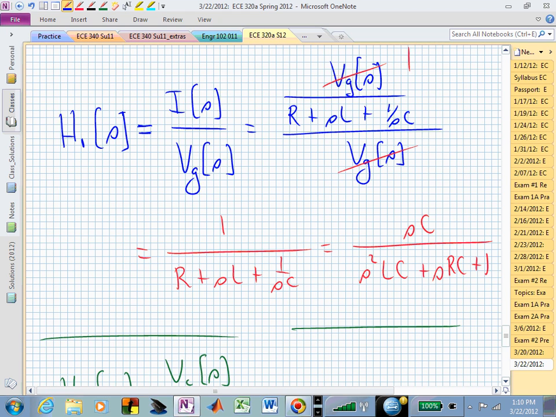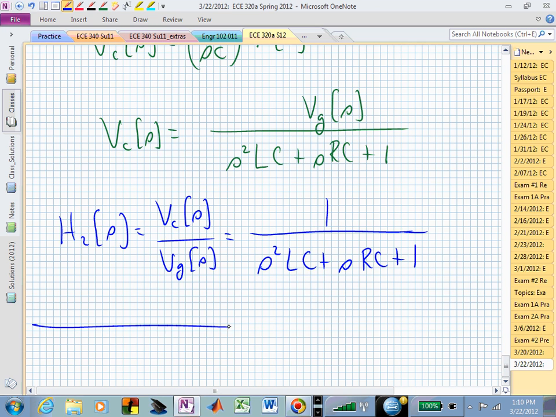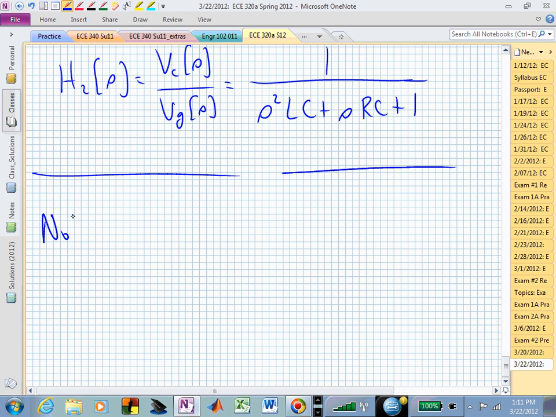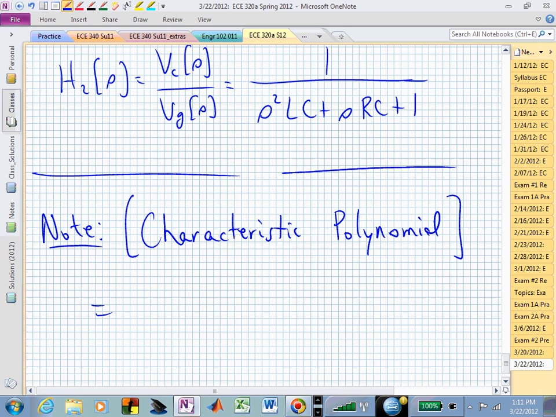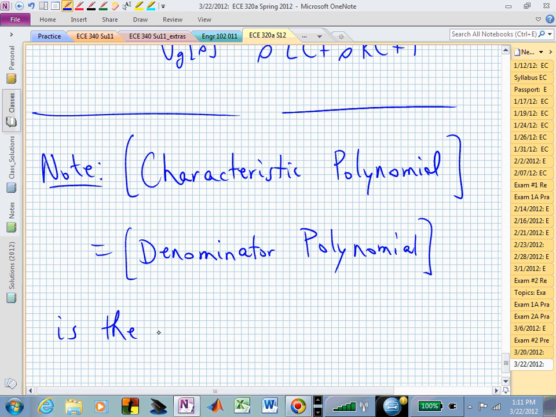The bottom is your characteristic polynomial. That's your characteristic equation. That's the polynomial that determines the poles of your system. And that, we have an elephant is an elephant. If we have a circuit, then what we can realize is that the characteristic polynomial, which in this case is s squared LC plus SRC plus 1, is equal to the denominator polynomial, and that is the same in H1 of s and H sub 2 of s.